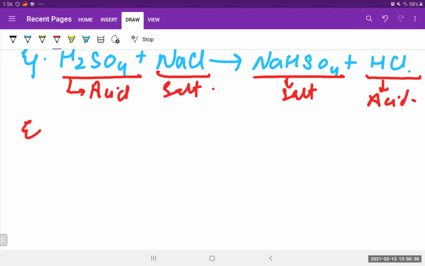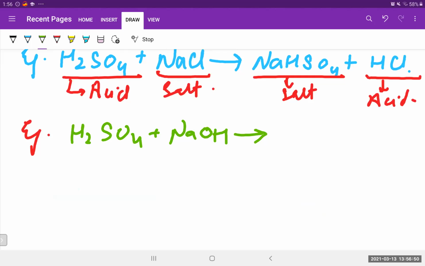Let's look at one more example. Let's take an example of acid plus base, that is a neutralization reaction. H2SO4, let's take again, and let's take a base NaOH. What will we get? In one case, we have got NaHSO4, isn't it? Plus H2O. What has happened in this?